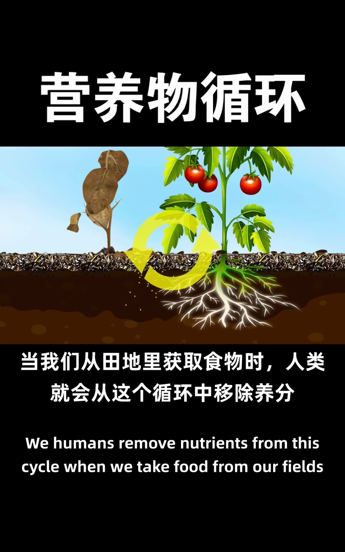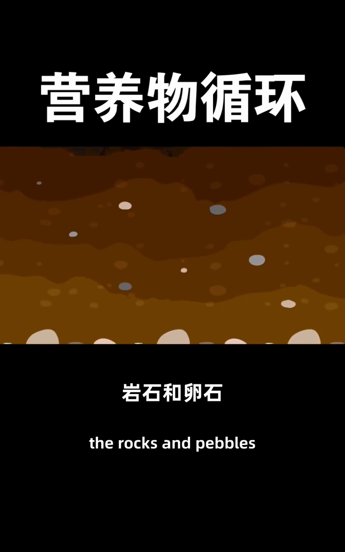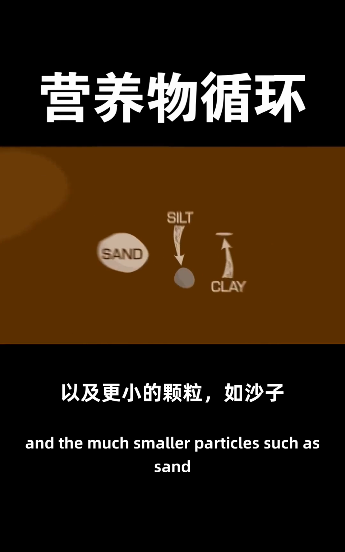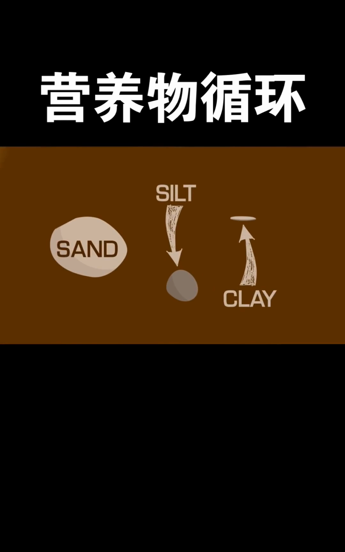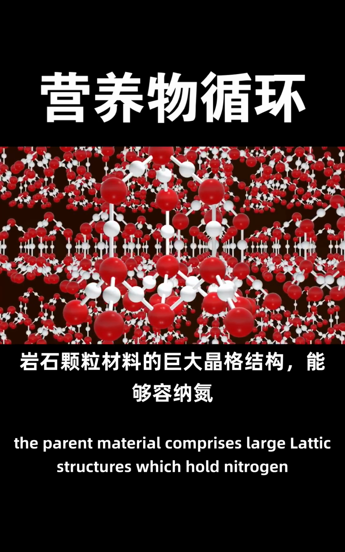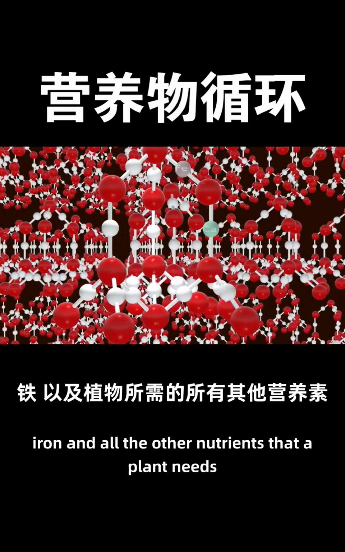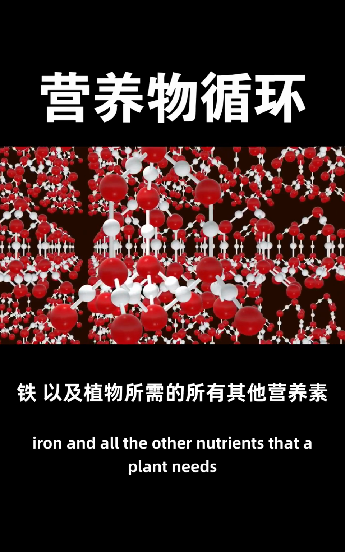We humans remove nutrients from this cycle when we take food from our fields, but these are easily replenished when microorganisms harvest nutrients from the parent material, the rocks and pebbles, and the much smaller particles such as sand, silts, and clays. At the molecular level, the parent material comprises large lattice structures which hold nitrogen, phosphorus, potassium, boron, calcium, iron, and all the other nutrients that a plant needs.